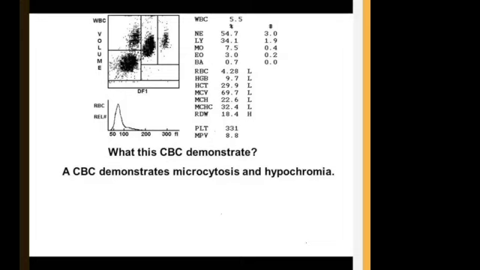Okay. So what does this CBC demonstrate? Now, let's look at this. Can anyone tell me, while you're looking at this, is this the normal range of RBCs? Does anyone actually know the normal range of RBCs? Someone says, how about pancytopenia, bicytopenia?